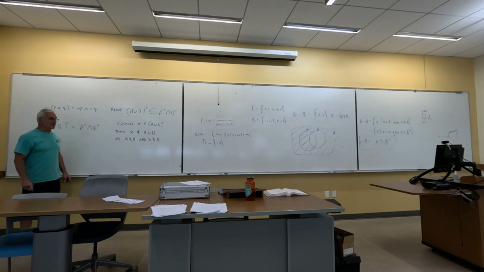If I said X is not in A or X is not in B, then X could still be in the union. No, it can't be in either one of them, because if it's in either one of them, then it is in the union. Agreed? So it's got to be both.